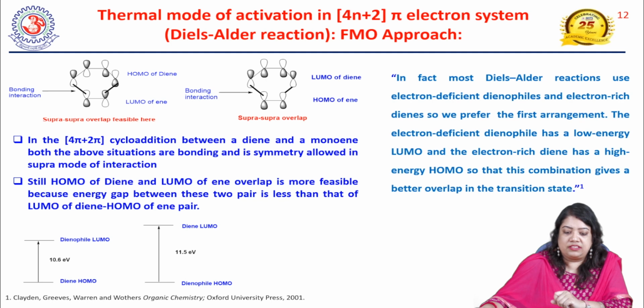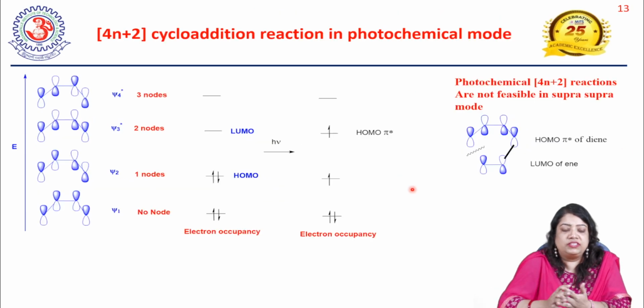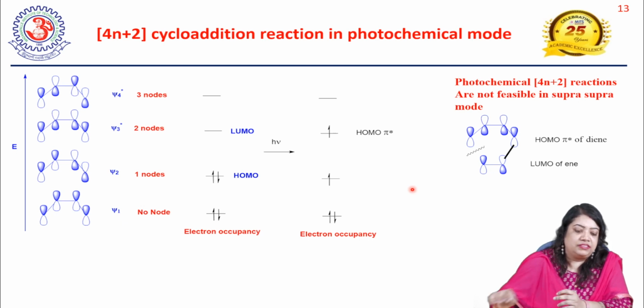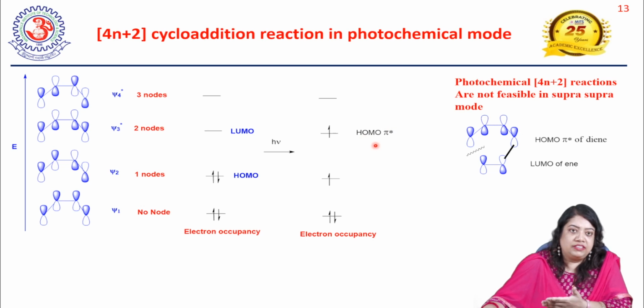in the Diels-Alder reaction. Now, if we consider the 4n plus 2 pi electron cyclization reaction in photochemical mode, then what happens? You see, this is our molecular orbital diagram, and this is our HOMO when we consider the thermal mode of activation. In case of photochemical activation, what happens? One of the electrons from the HOMO jumps to the psi 3 star. Now, psi 3 star becomes the HOMO, pi star, in this 1,3-butadiene system when the mode of activation is photochemical. Now, you see, this is our HOMO pi star.